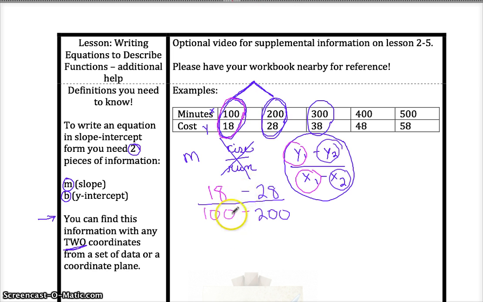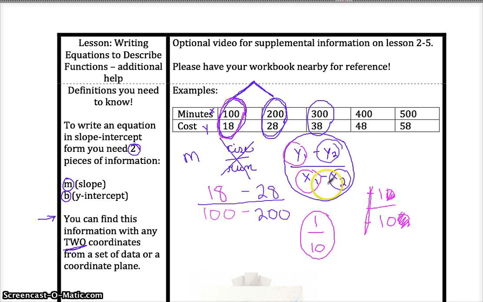Okay, so y's on top of my x's. Y1 in pink minus y2 in purple, x1 in pink minus x2 in purple. Now we just need to solve. 18 take away 28 is negative 10. And 100 take away 200 is negative 100. Negative divided by negative is positive, so we don't need to worry about my negatives anymore. And 10 divided by 100, I can take off a 0 here and a 0 here, and that reduces it to 1/10. So my slope is 1/10.